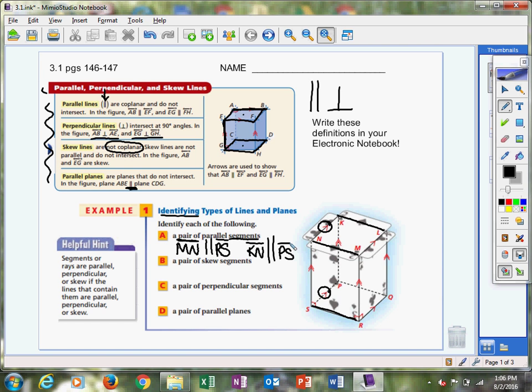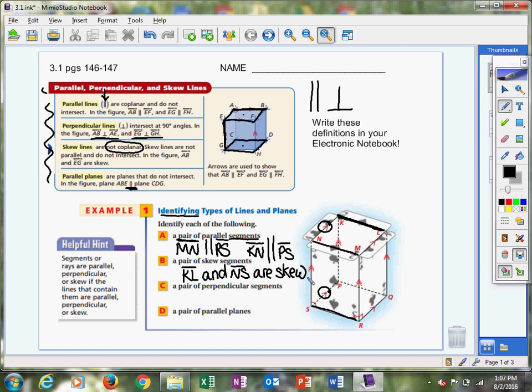All right, letter B, we need a pair of skew segments. Just remember, the key to this is they cannot lie in the same plane. They are not parallel, and they don't intersect. So we could do something like KL, which is back here, and maybe NS. Okay, and we'll just write it like this: KL and NS are skew. Because there's no symbolism, we're going to have to use words to explain ourselves a little bit.